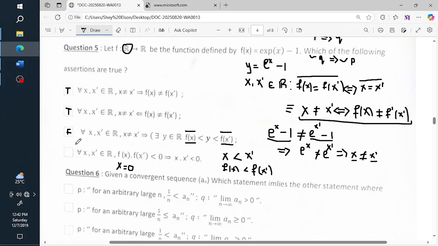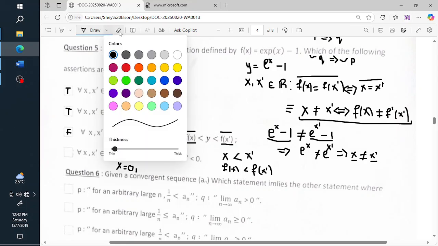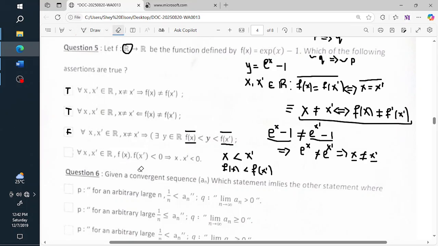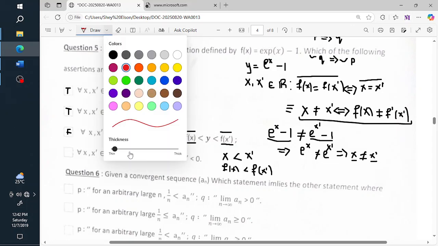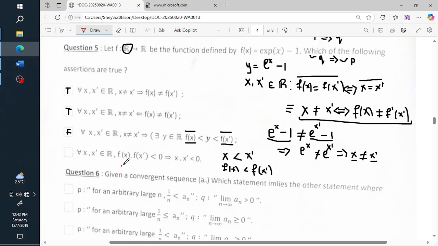Yes, so this is false, because if you take x to be equal to 0... okay, no. X equal to 0 will not make it less than 0, so we cannot take x to be equal to 0. Let me change it. So let me take x to be equal to -1 and take x prime to be equal to 1.